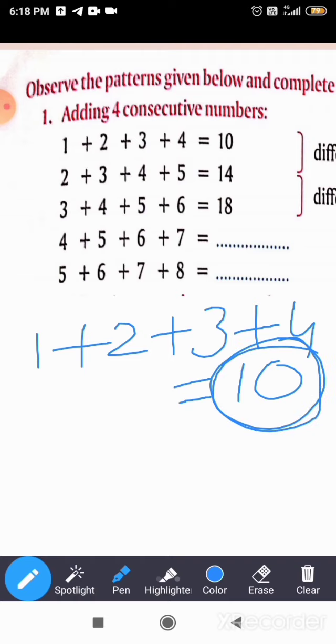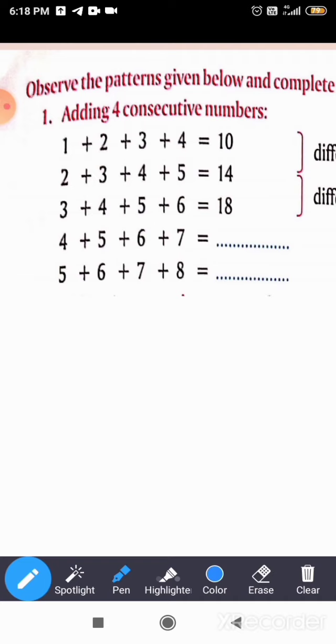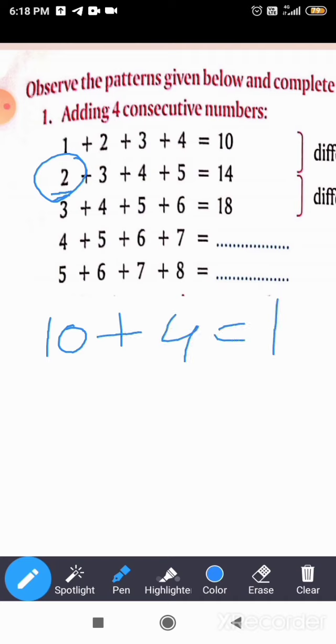After this, you can find out any addition if the numbers are consecutive, any 4 consecutive numbers if we are adding. For example, see here, if the series is starting from 2, it means 2, 3, 4, 5 is there. What are you going to do? My first answer is 10. So how am I going to find out the answer? 2 minus 1. So I'm going to add 4 one time. So my answer will be 14.